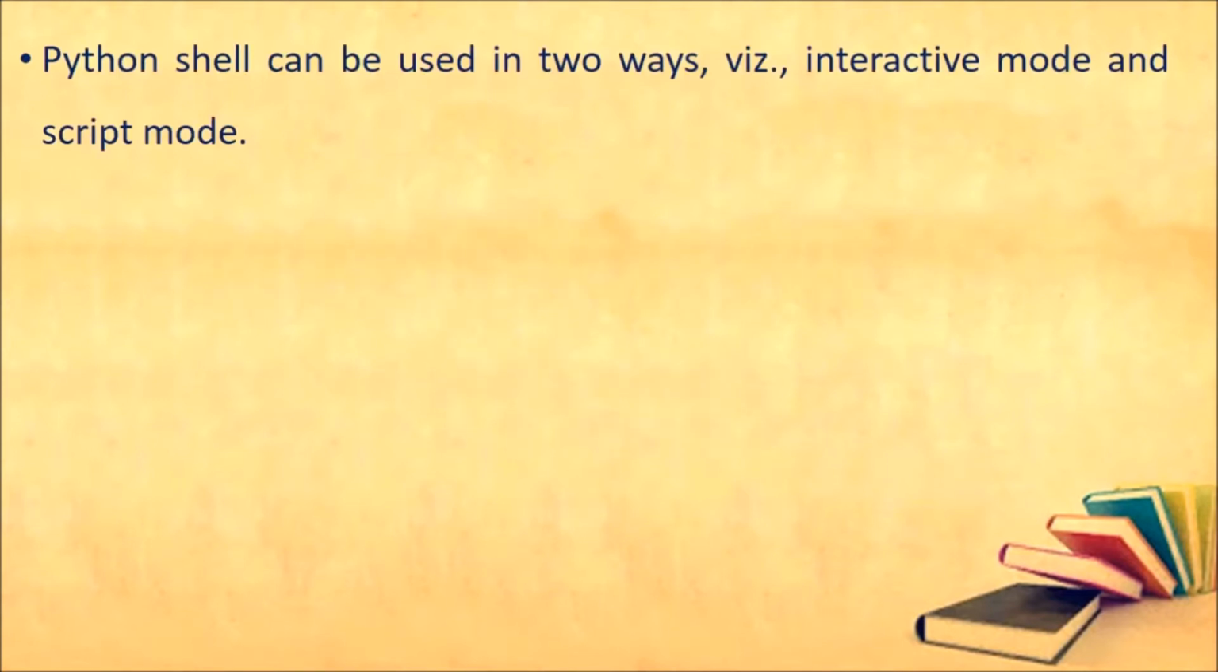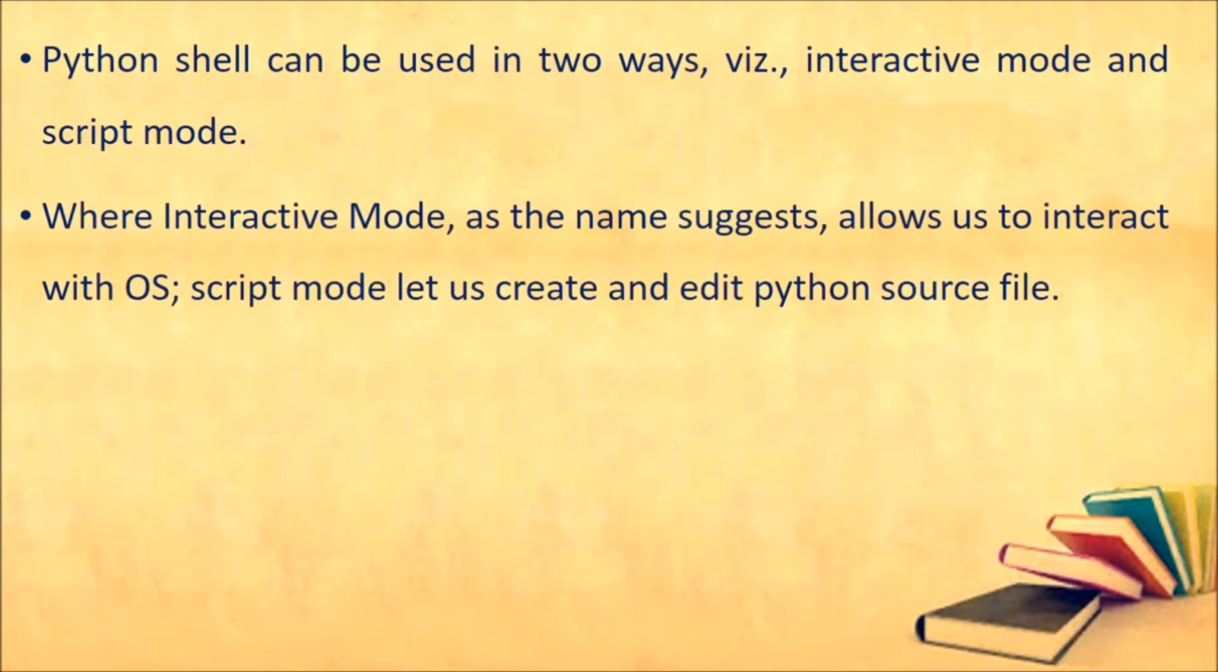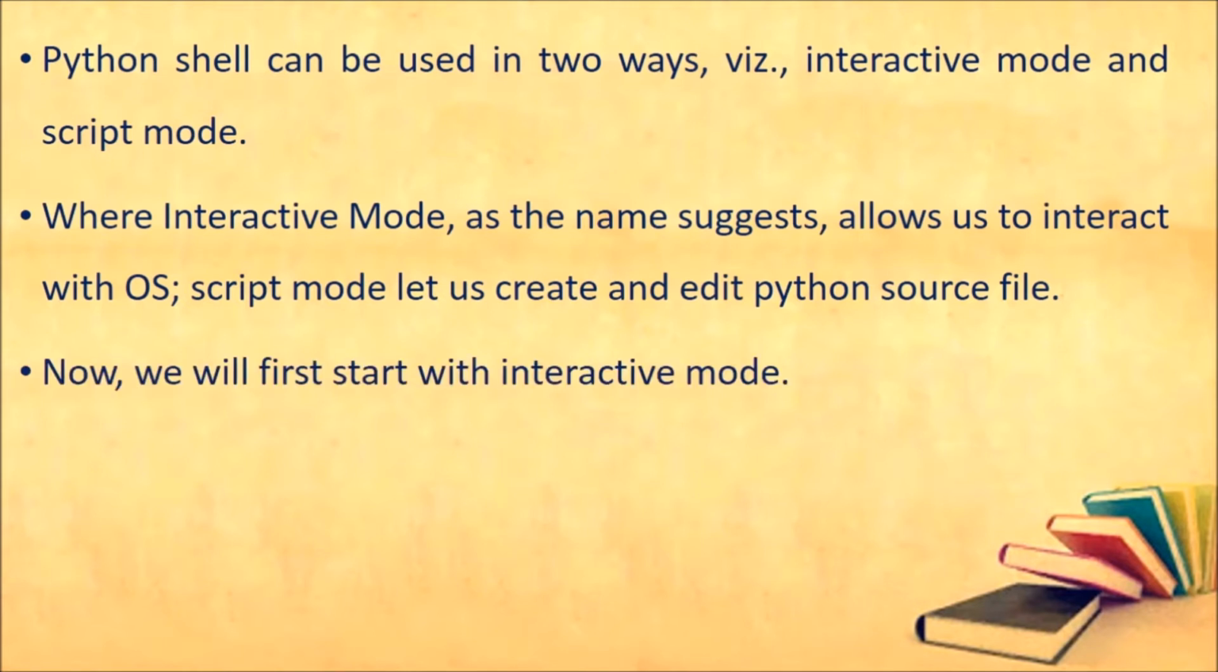Well, Python shell can be used in two ways, that is interactive mode and script mode. Interactive mode is preferred for small programs where only a few commands are to be executed. Whereas in script mode, we can create and edit Python programs which are quite lengthy, and we can save our file so that it can be used later on. Interactive mode, as the name suggests, allows us to interact with the operating system, and script mode lets us create and edit Python source files.